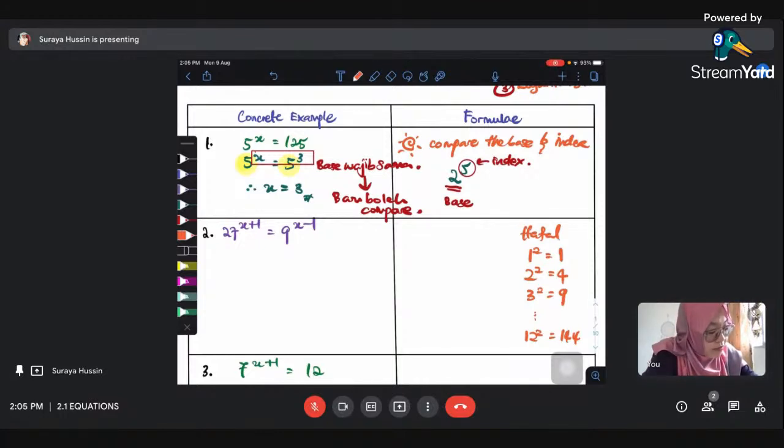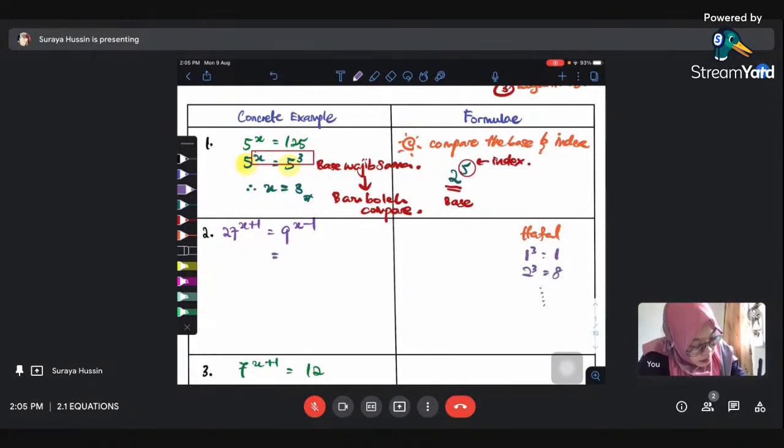Okay, so I want you to also hafallah cubes. Hafal juga kalau 1 cube is how many? 2 cube is 8. Okay, and so on. Hafal lah sampai 12 cube. Can you do that please? Sebab dekat sini you akan perasan yang you can change it into base yang sama. Untuk nombor 9 ini dia boleh jadi 3 squared. 3 squared adalah 9. X minus 1, the power is just there.